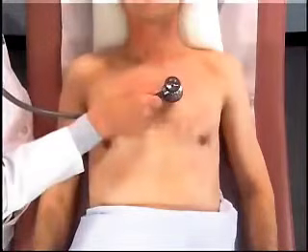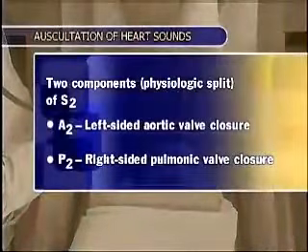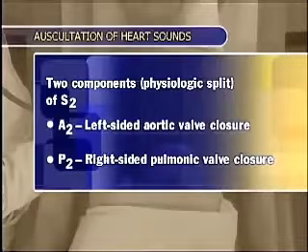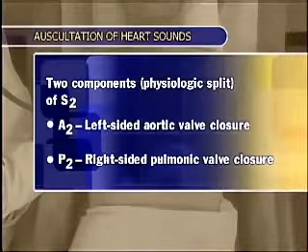Still listening in the aortic area, but focusing more in the pulmonic area. Try to identify the inspiratory splitting of S2 into its two components. Its first component, A2, is from left-sided aortic valve closure. Its second component, P2, comes from right-sided pulmonic valve closure.